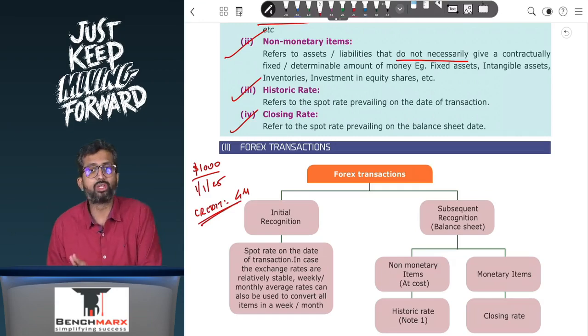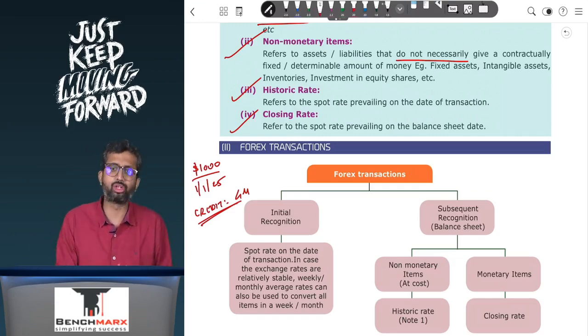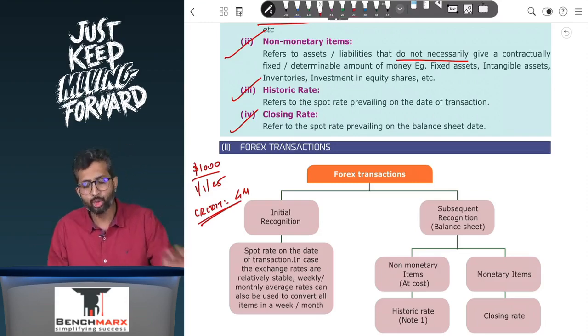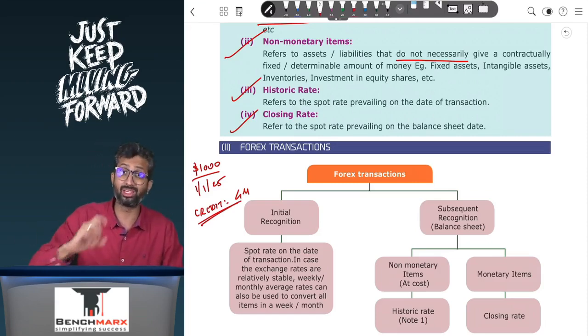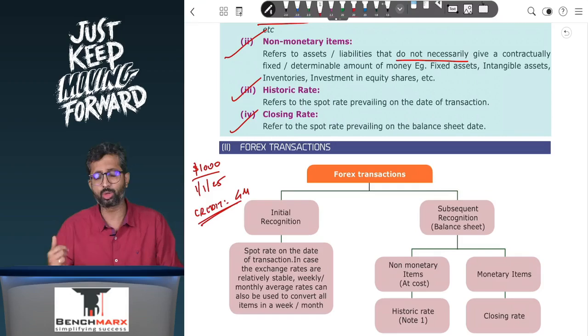But the problem is the balance sheet is prepared as on date. P&L may be for the year, the balance sheet is as on date, and hence on the balance sheet date, you will convert these monetary items at the closing rate. So if the closing rate is 85, you will convert $1,000 into 85,000, and hence 85,000 will be the debtors. But they were at 80,000, and hence debtors will be debited by 5,000. What will you credit? Forex gain.